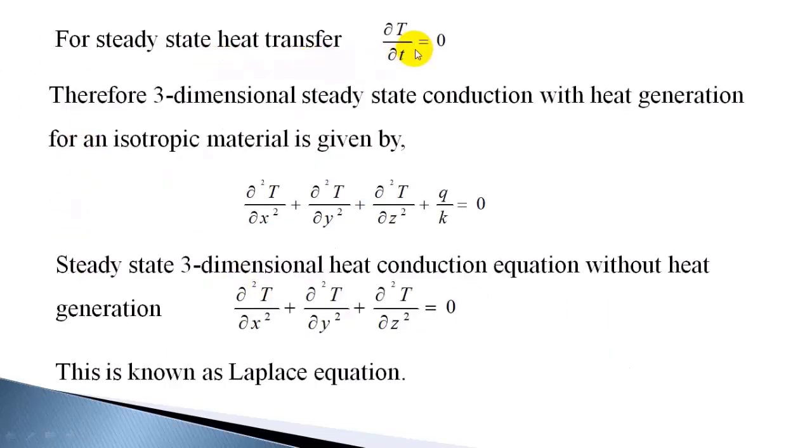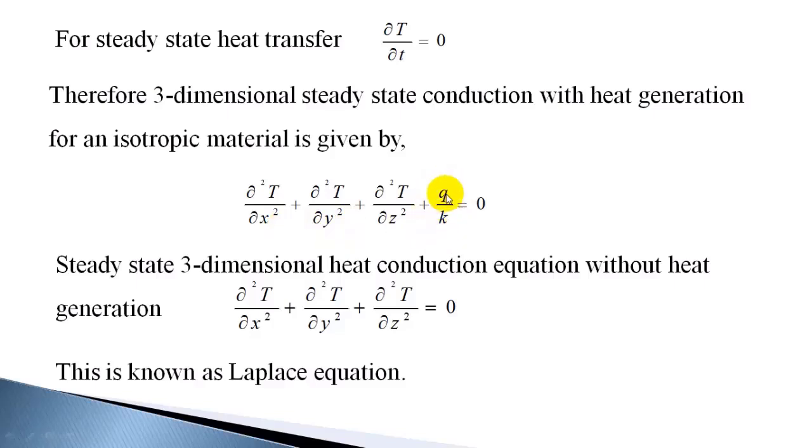Now, for steady state heat transfer, we know temperature will not change with respect to time. At each and every point, the temperature will remain steady. Temperature can vary with respect to x, y, z direction, but the temperature at a given point will not vary with respect to time. It remains constant at that point. It can change with respect to spatial coordinates. So, for steady state heat transfer, del T by del t is 0. Substituting that, we will get this equation. It is a steady state three-dimensional heat conduction equation with heat generation for an isotropic material.